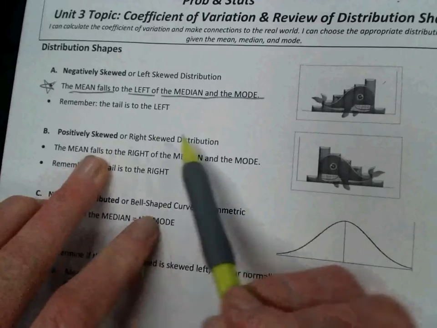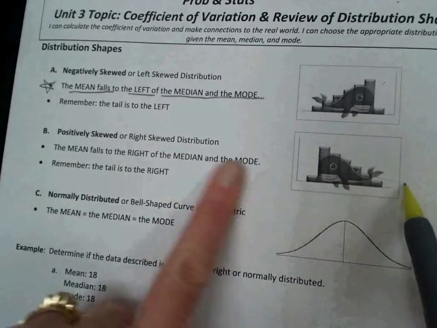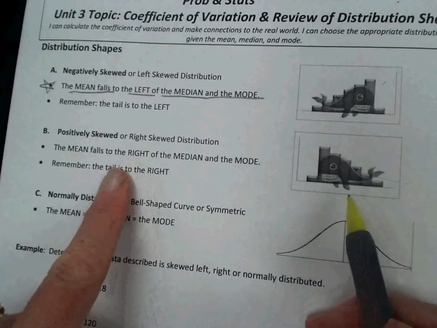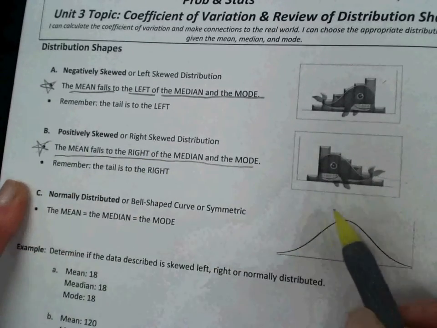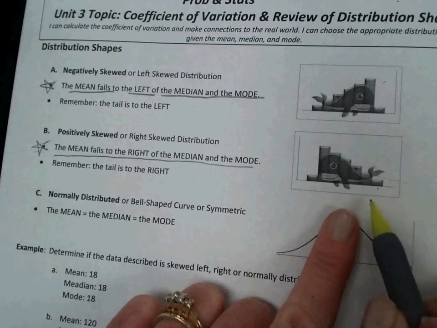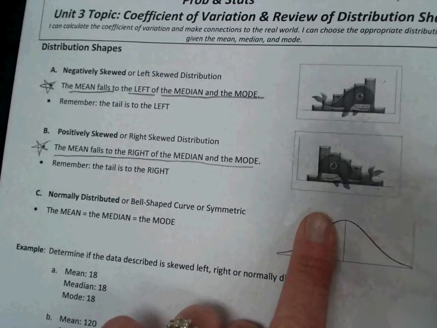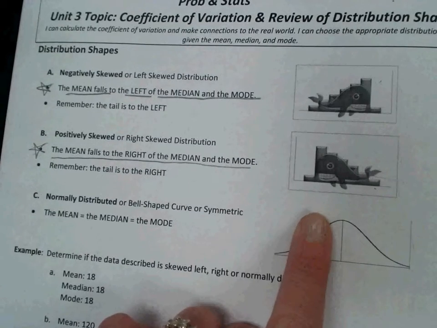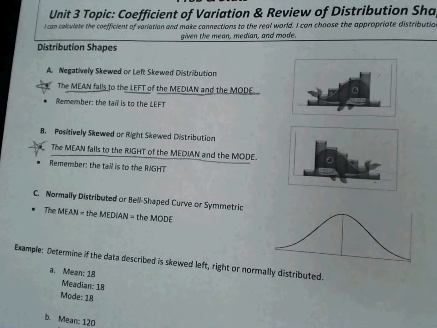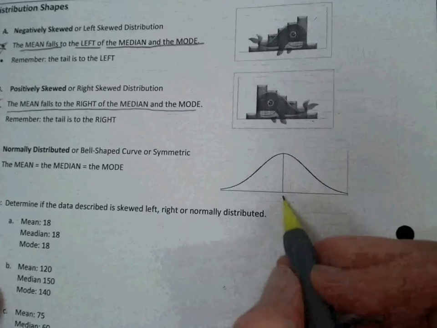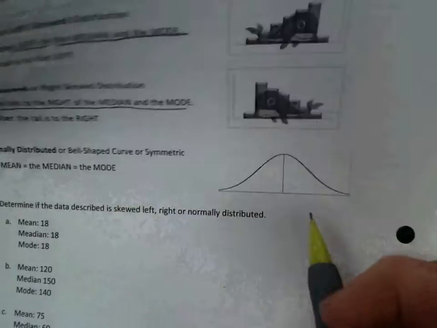And conversely, if it's positively skewed, you've got the tail on the right side. It's also called right skewed. And that would mean that the mean falls to the right of the median and the mode. Recall that the mode's going to be the highest bar, right? That's the one that has the most frequency. And then finally, for the normally distributed or bell-shaped curve or symmetric distribution, mean, median, and mode are all equal, right in the middle. So no whale for this one.